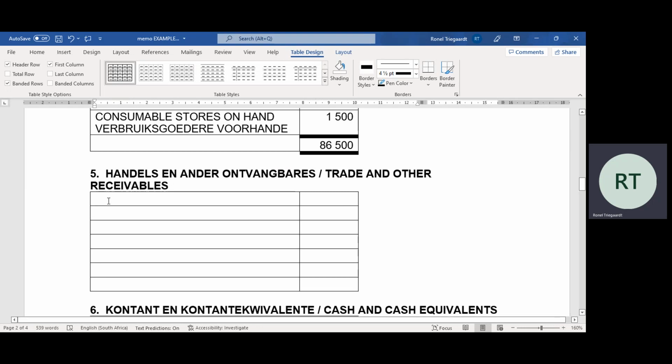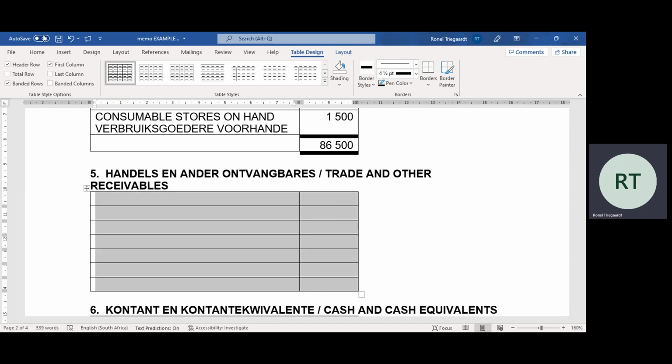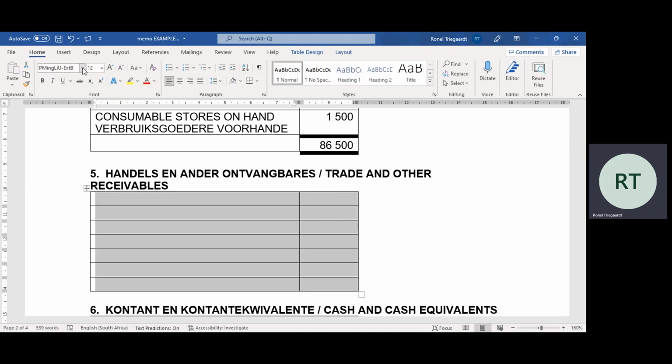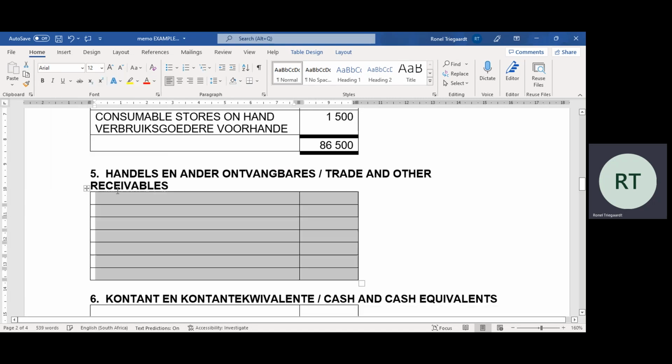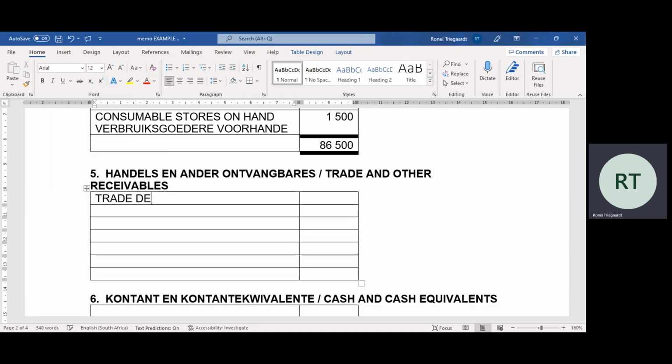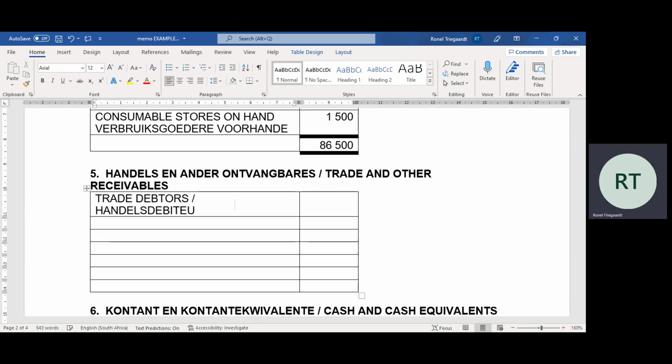So the easiest one to start with is your trade. Ek gaan gou die skrif weer regmaak. The easiest one to start with is your trade debtors. Dis die maklikste. And trade debtors is a fancy word for debtors control. Handelsdebiteure is net doodeenvoudig 'n fancy woord vir debiteure kontrole.